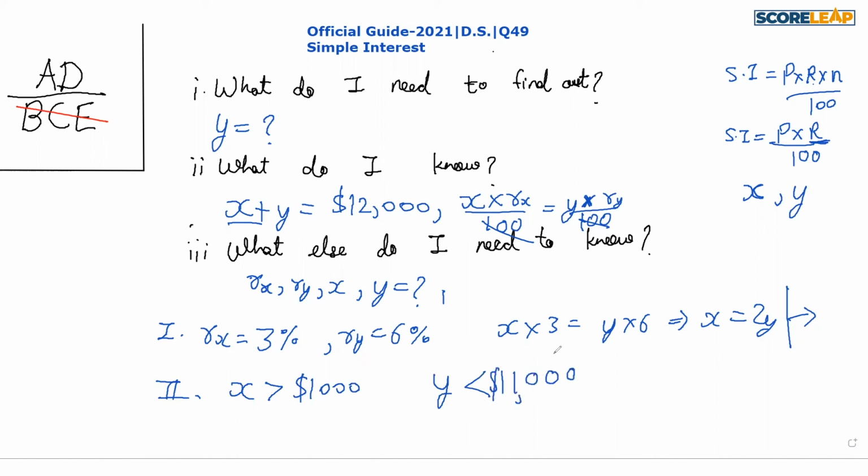We are not getting any definite answer for this. Whenever we are not getting any definite answer, we simply cross out D in this case, because the first one is sufficient, the second one is not. So our correct answer here is option A. I hope it is clear.